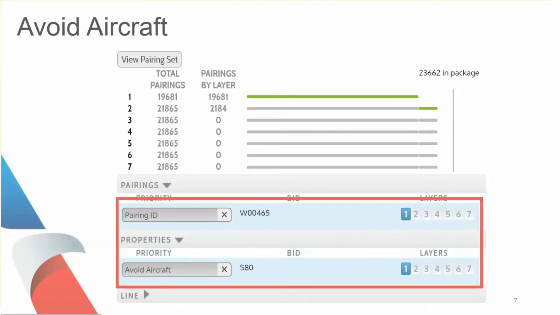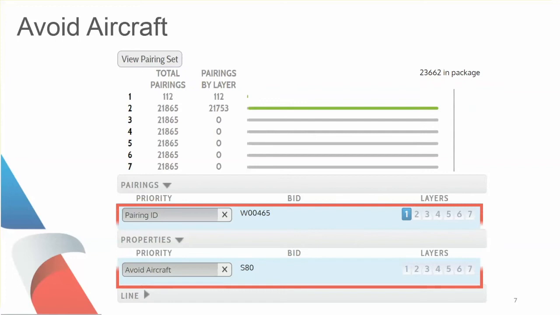In this example, the flight attendant has a specific pairing ID W00465 in Layer 1, as well as the property Avoid Aircraft with the preference of the S80. The Layer 1 pairing pool with 19,681 pairings includes a specific pairing ID bid, as well as everything else in the base that does not operate on the S80. Here in this example, the flight attendant only has a specific pairing ID in Layer 1, and this 112 reflects only the desired pairing ID in the pairing pool.